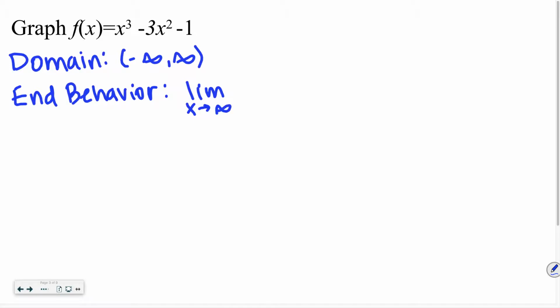If we talk about going towards the right, so the limit towards infinity, the leading coefficient test would tell us that towards the right, what's happening with our polynomial? Is it going to rise or is it going to fall? It's going to rise. We have a leading coefficient that is positive. That right side is going to rise.